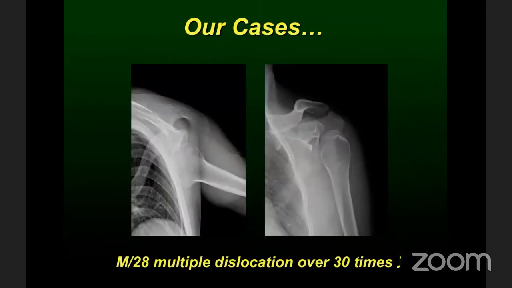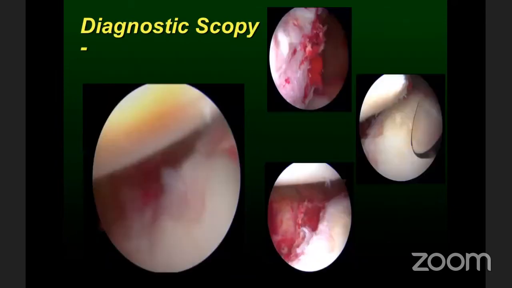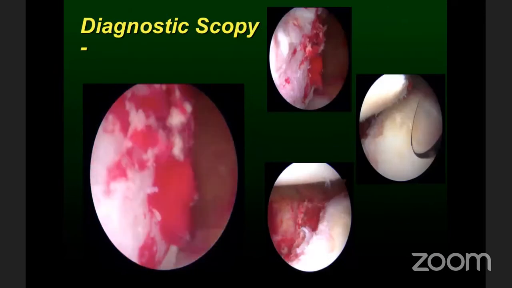So let's discuss a case. He is a 28-year-old male who had more than 30 dislocations, and this is his MRI. You can see a small bony Bankart in front as well as a good amount of Hill Sachs lesion, which needs a proper diagnostic scopy. Once you have done the diagnostic scopy, you can debride the lesion.